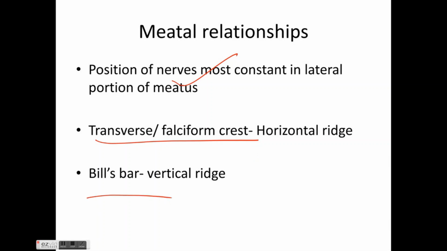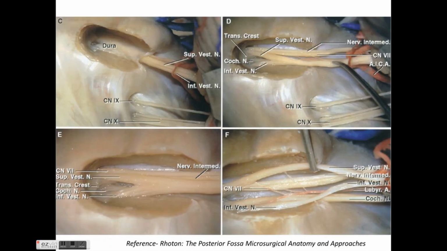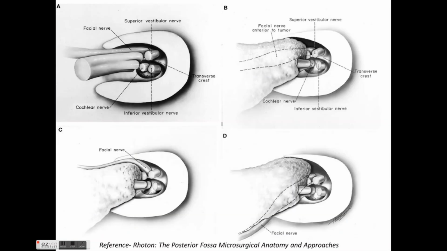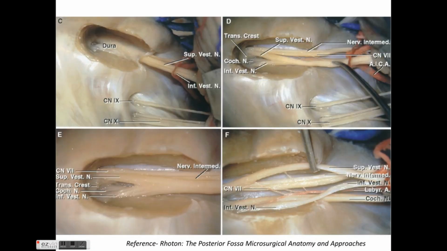We can see the IAC dura in the first picture, and after removal of the dura we can see the transverse crest. We can see the superior vestibular nerve, the cochlear nerve, the inferior vestibular nerve, the facial nerve as well, and we can see the loop of AICA which gives rise to the labyrinthine artery.